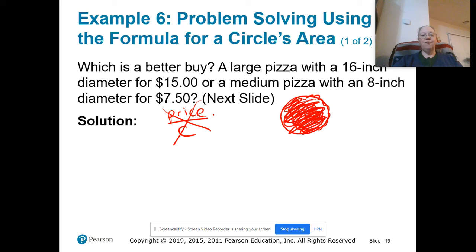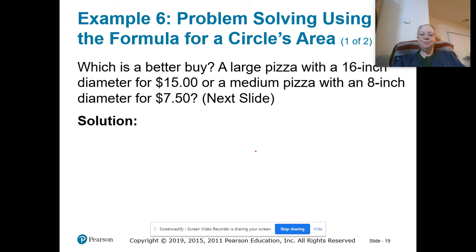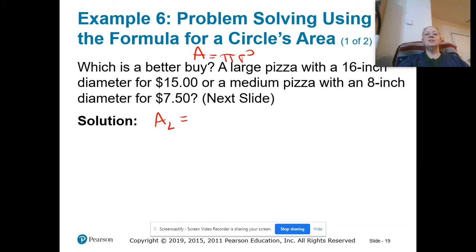Okay. So to find the better buy, we have to find the area of the large pizza and we have to find the area of the small pizza. And then we're going to find the price per square inch is how that works. Okay. So we've got to find the area of the large pizza. Use a little L for large, which is going to be area, formula for area, I don't think I talked about this yet, pi times the radius squared. Be careful because this is the diameter, not the radius.